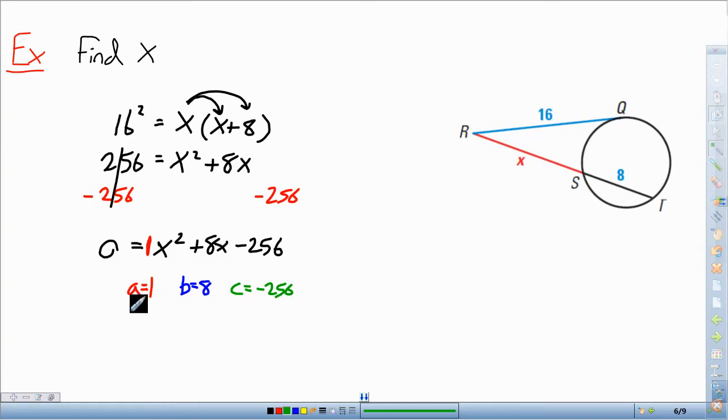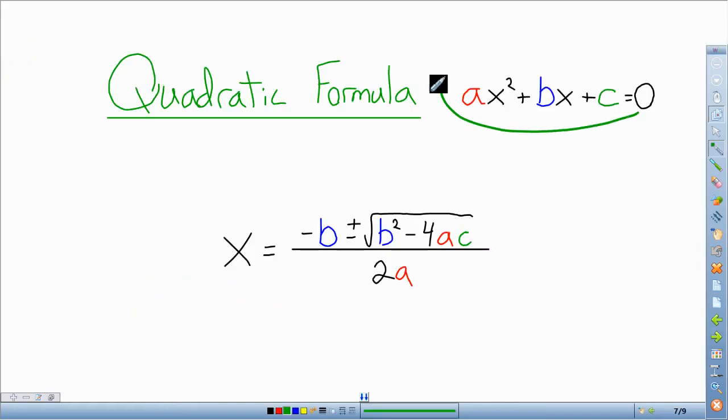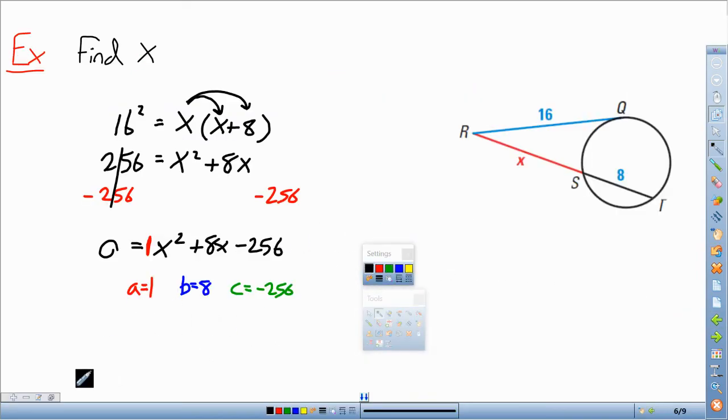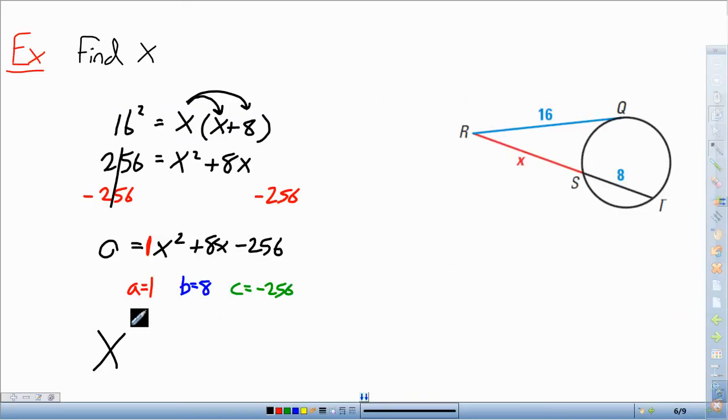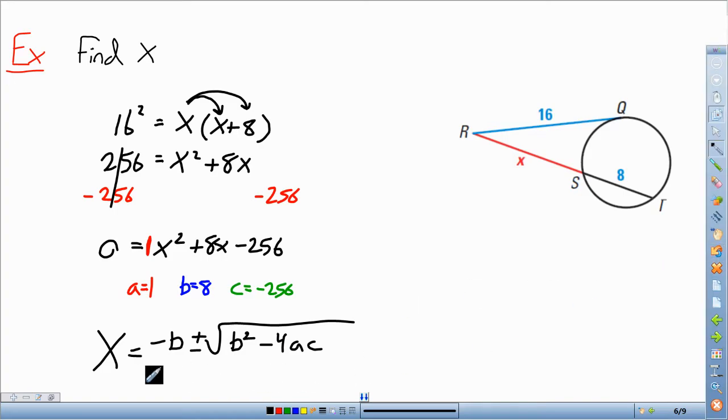Sometimes I like to list out a, b, and c, just because now I can plug it into the quadratic formula pretty easily. So real quick, let's write out the quadratic formula right underneath it, and then we'll plug some numbers in. So x equals negative b plus or minus the square root of b squared minus 4a times c, all over 2 times a. Take a second and get that down.